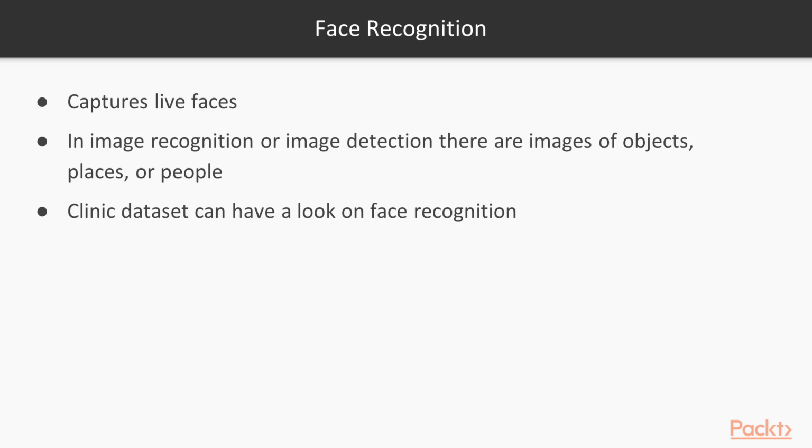This is for those users who are new to deep learning and who want to understand about face recognition. First of all, face recognition is something like capturing live faces. On the other hand, image recognition or image detection is where we have some images of some objects, some places or people, and we need to recognize from them. That is a major difference between both of them.